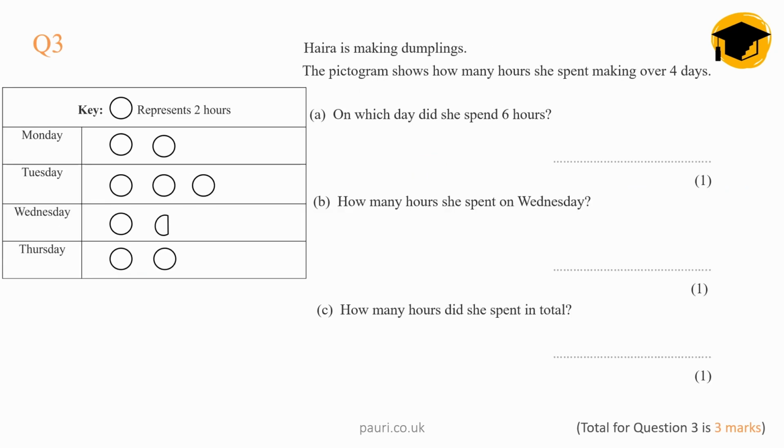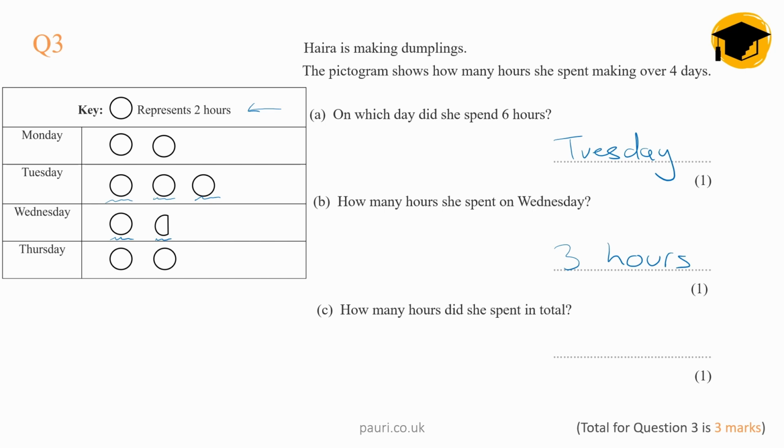Next, Hera is making dumplings. The pictogram shows how many hours she spent over 4 days. On which day did she spend 6 hours? Look at the key. A full circle represents 2 hours. Which day did she have 3 circles? I can see on Tuesday she spent 2, 4, 6 hours. So my answer here is Tuesday. How many hours did she spend on Wednesday? Wednesday we have 1.5 circles, so 2 hours plus 1 hour is 3 hours.